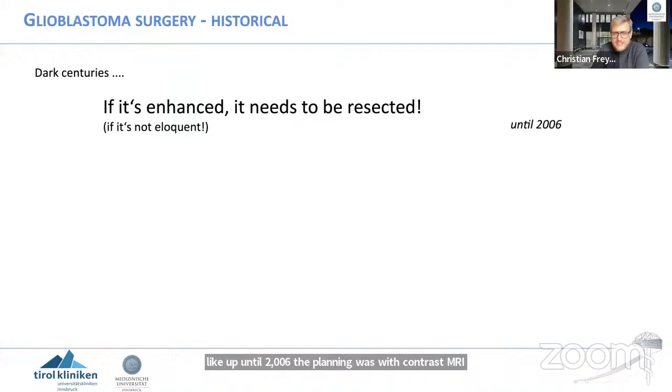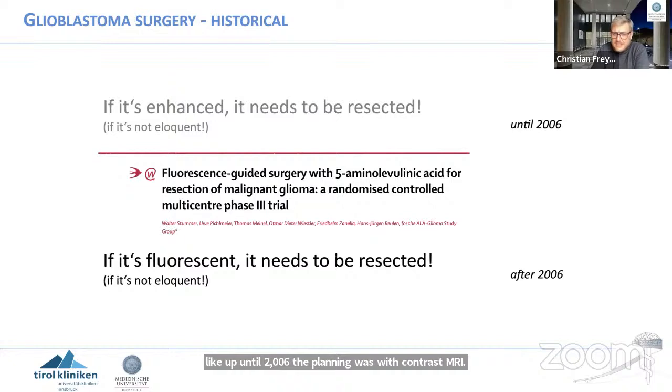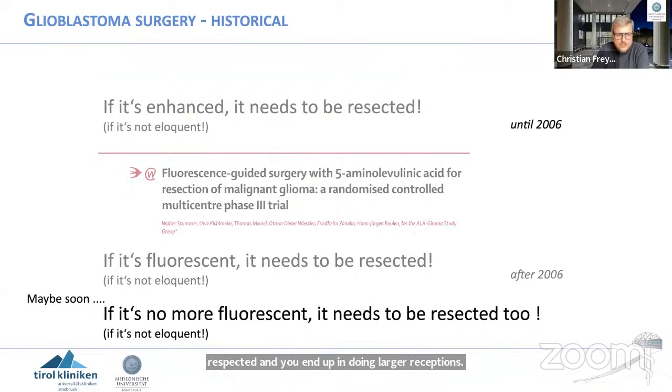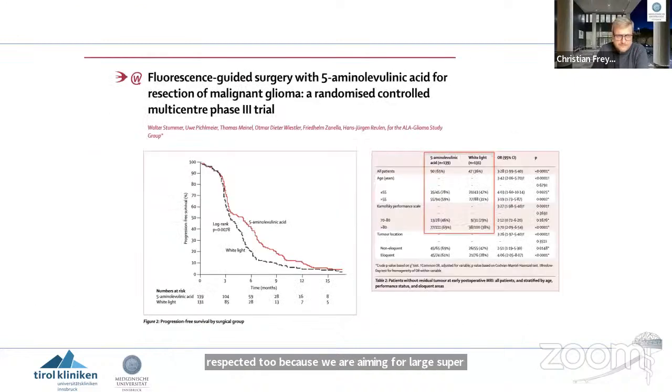if it's enhanced, it needed to be resected. Then came 5-ALA for glioblastomas. So now we can say if it's fluorescent, it needs to be resected, and you end up doing larger resections than before. And maybe in the very near future, we will say if it's no more fluorescent, it needs to be resected too, because we are aiming for large supramaximal resections, sometimes also called flarectomies.